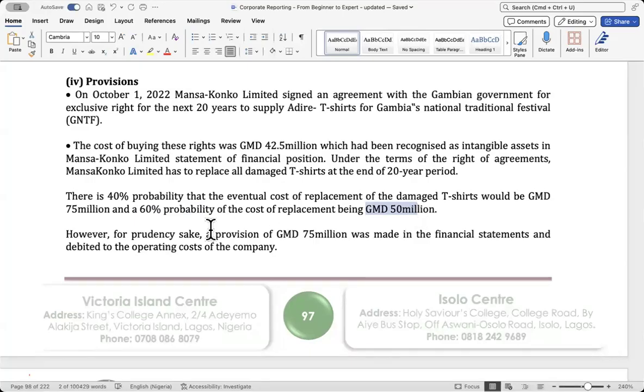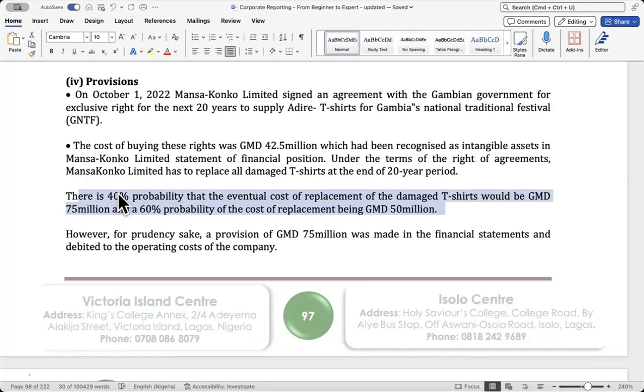But what did he do? He said, for prudence's sake, he recognized 75 million, which is wrong. We need to reverse that. You cannot recognize 75 million. Based on IAS 37, first you get the weighted average. Since they have given us the probability of this and that, we get the weight, then discount to present value. That is what we debit to the asset with credit to provisions.